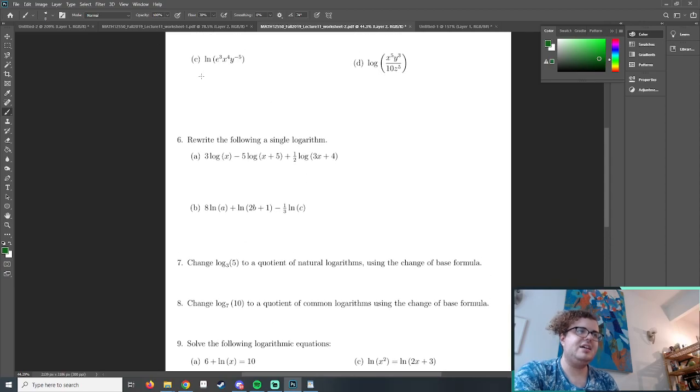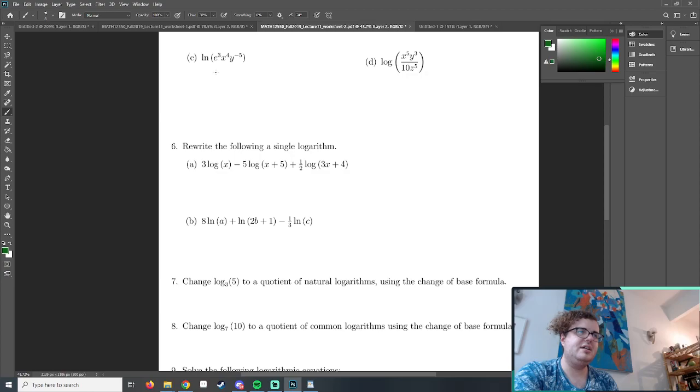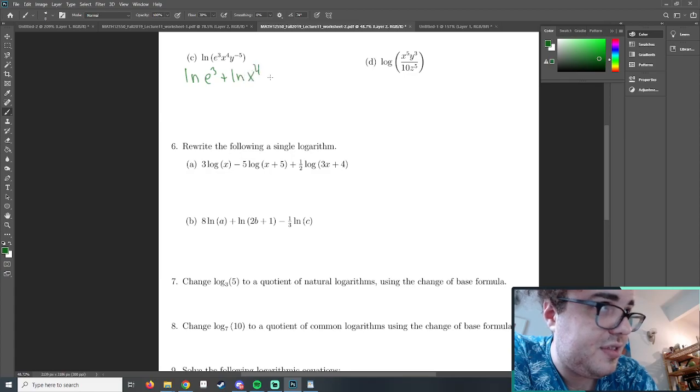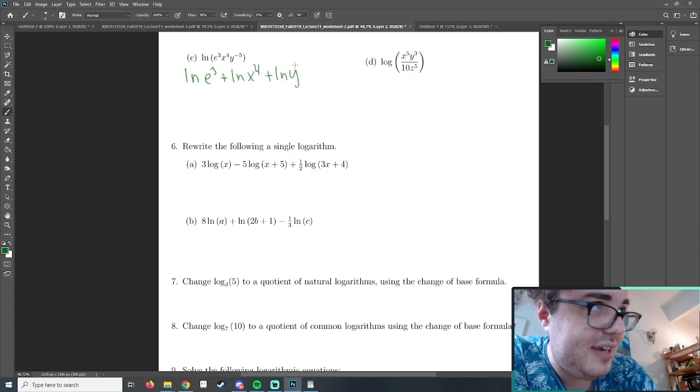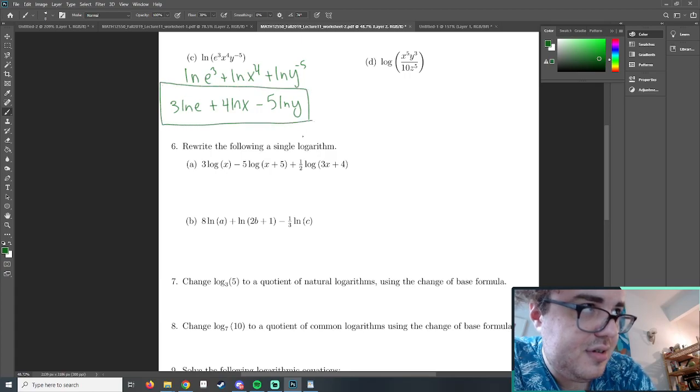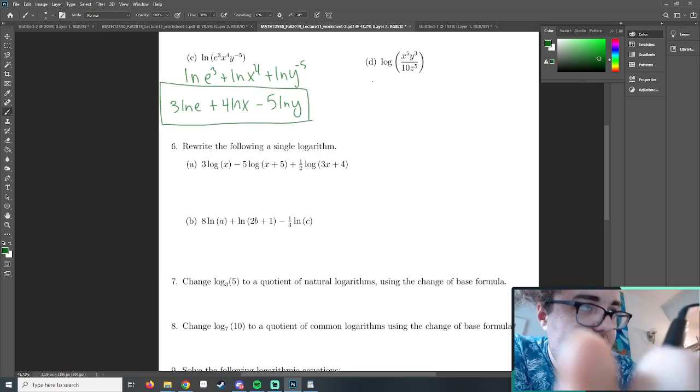So yeah, like here, this is just more experiments with that same process, but here the only thing is they want you to also use the power rule. So this becomes ln e cubed plus ln x to the fourth plus ln y to the negative fifth, but you can use the power rule to get rid of all these exponents. That becomes 3 ln e plus 4 ln x minus 5 ln y. And so, there we go. Over here, same idea.